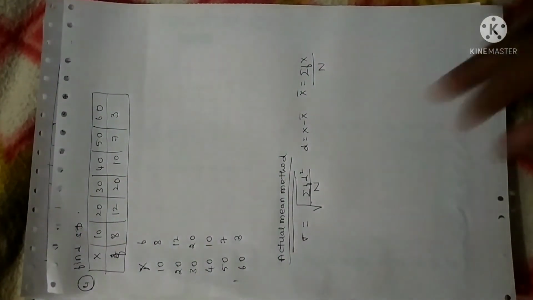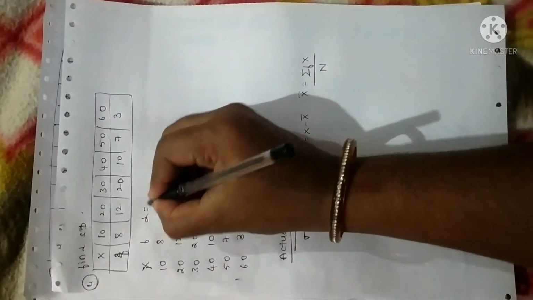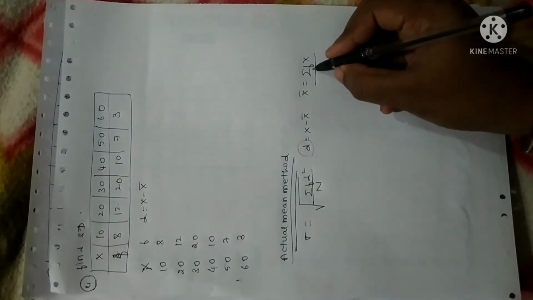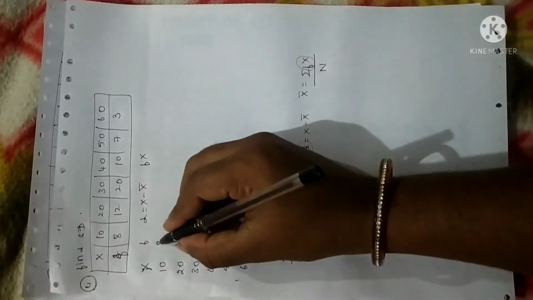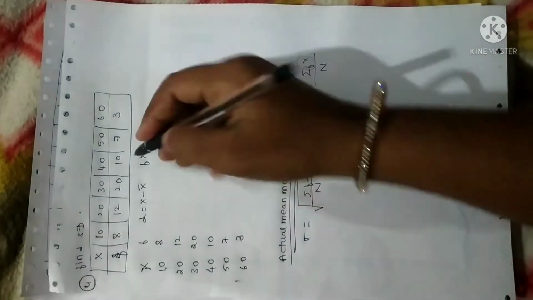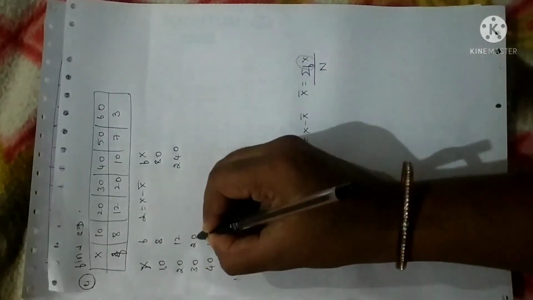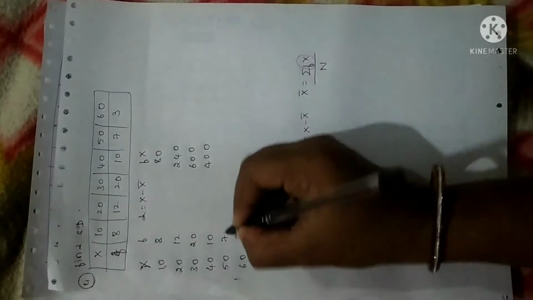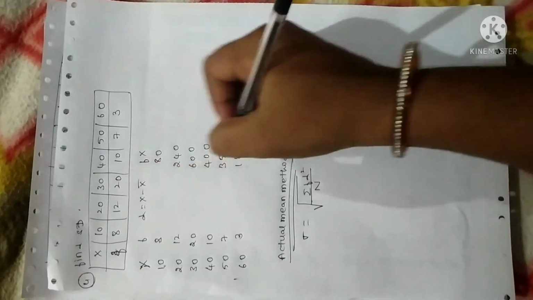Let me calculate the values. Now before starting with the problem, we have to calculate d value, right? So d is given by x minus x bar. x bar we have to calculate from the formula sigma fx by n. So let me calculate fx value. Why? Because we don't have fx column. So multiply, you will get sigma fx value. 10 into 8, 80. 20 into 12, 240. 30 into 20, 600. 40 tens are 400, 5 7s are 350, 6 3s are 180. So fx values I have obtained.